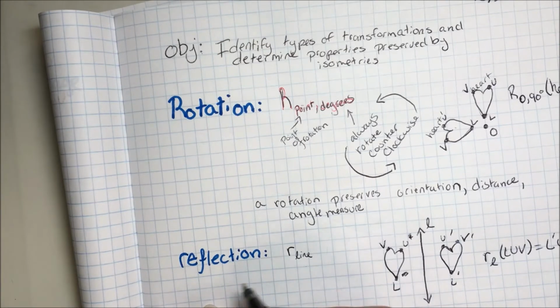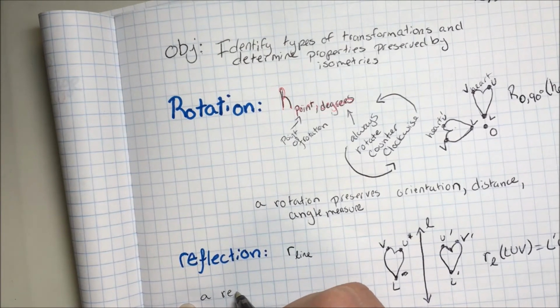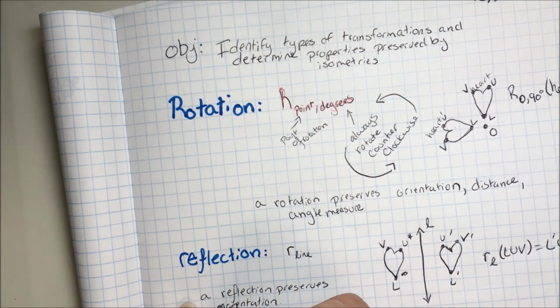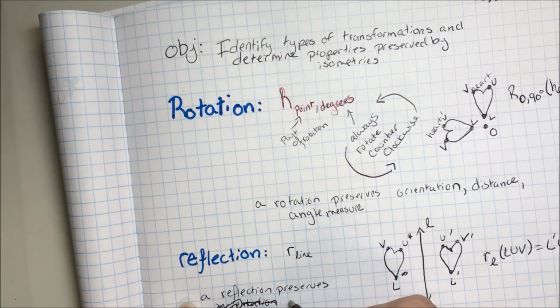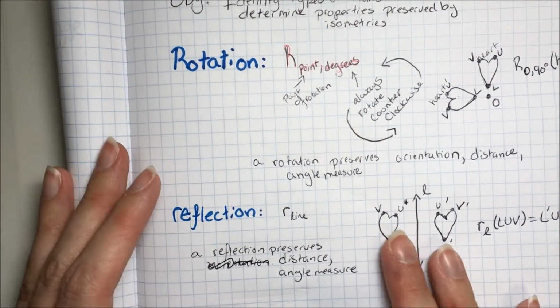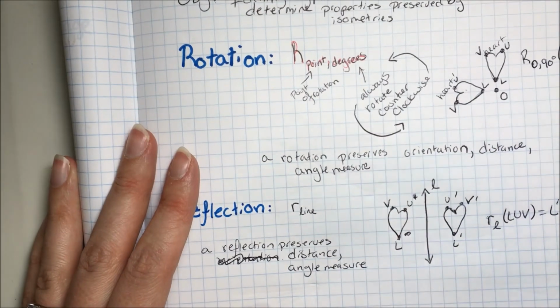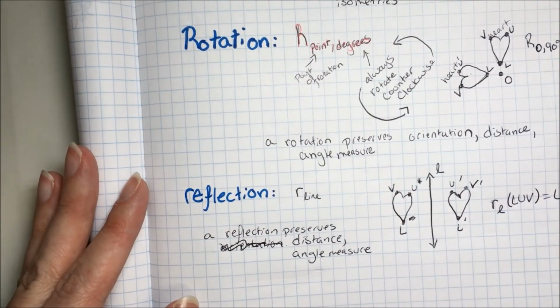So what does a reflection preserve? A reflection does not preserve orientation, sorry. Preserves distance and angle measure. So it's the same size, same angle measure, but the orientation has changed. Just like when you're looking in the mirror and when you raise your right hand, it's your mirrored image's left hand. The orientation has changed.